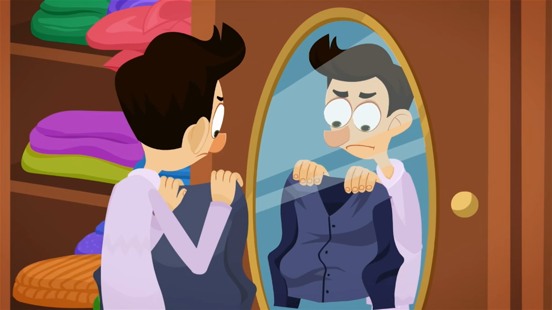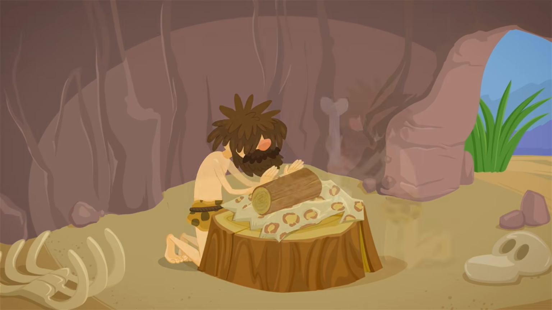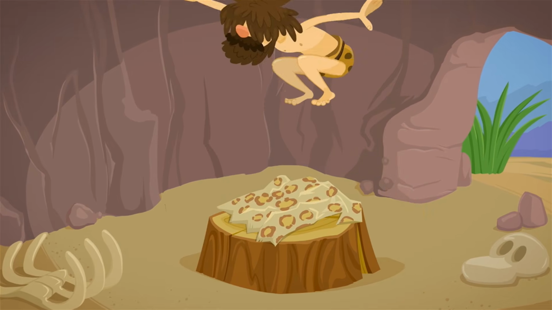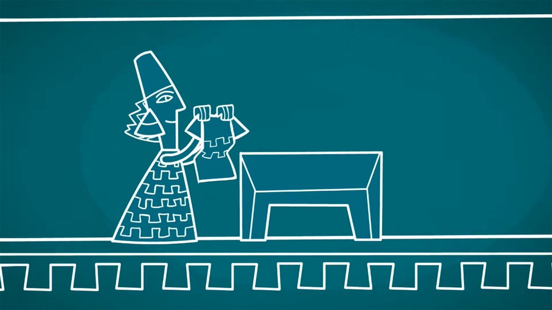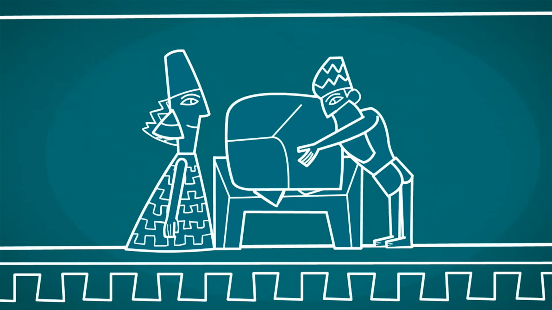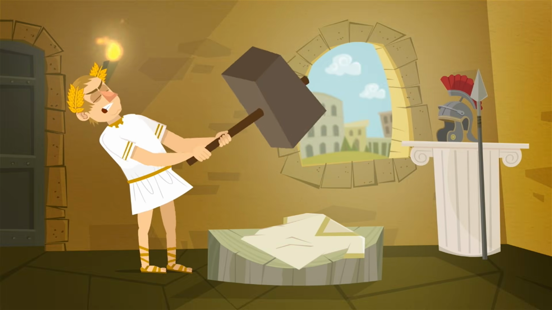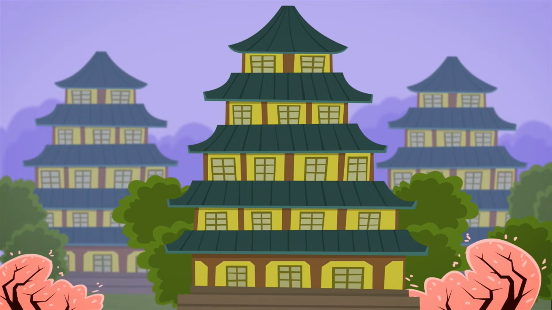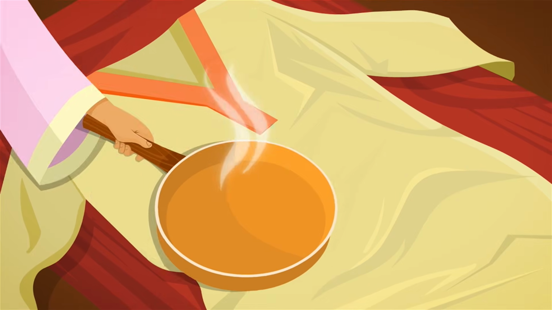Wrinkled clothing is not very beautiful. And that's why, since ancient times, people have been trying to find different ways to get rid of wrinkles. For example, long ago, people would put their wrinkled clothing under a heavy, flat rock. In ancient Rome, people used to beat their crinkled garments with a metal hammer. And in China, fabric was ironed with hot frying pans.